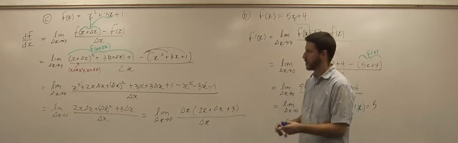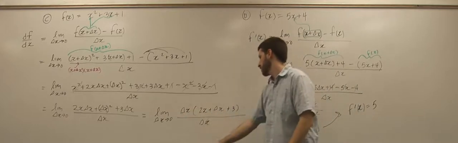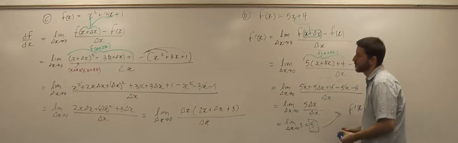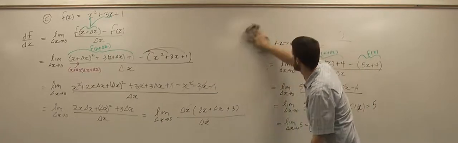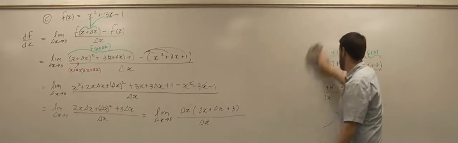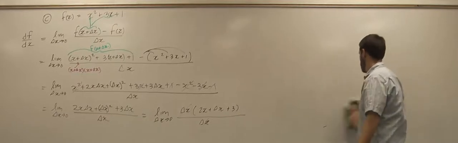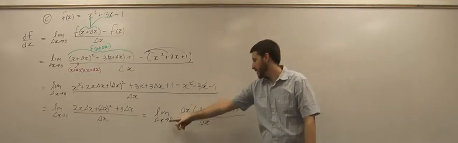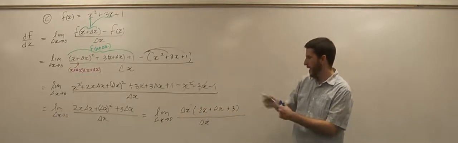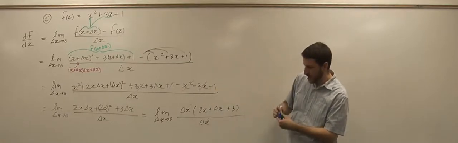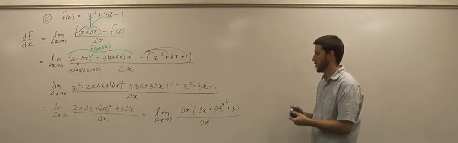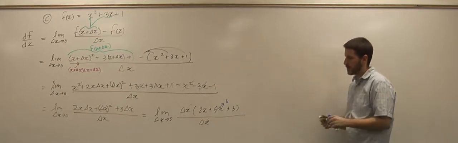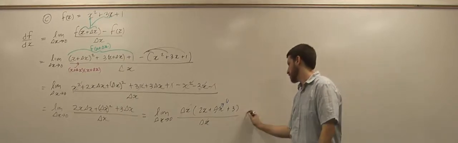These cancel. Once your delta x in the bottom cancels, then you can just plug your 0 in, right? Distribute the limit. Delta x goes to 0 isn't going to matter here, but as delta x goes to 0, this guy becomes 0. So what do you end up with? 2x plus 3.